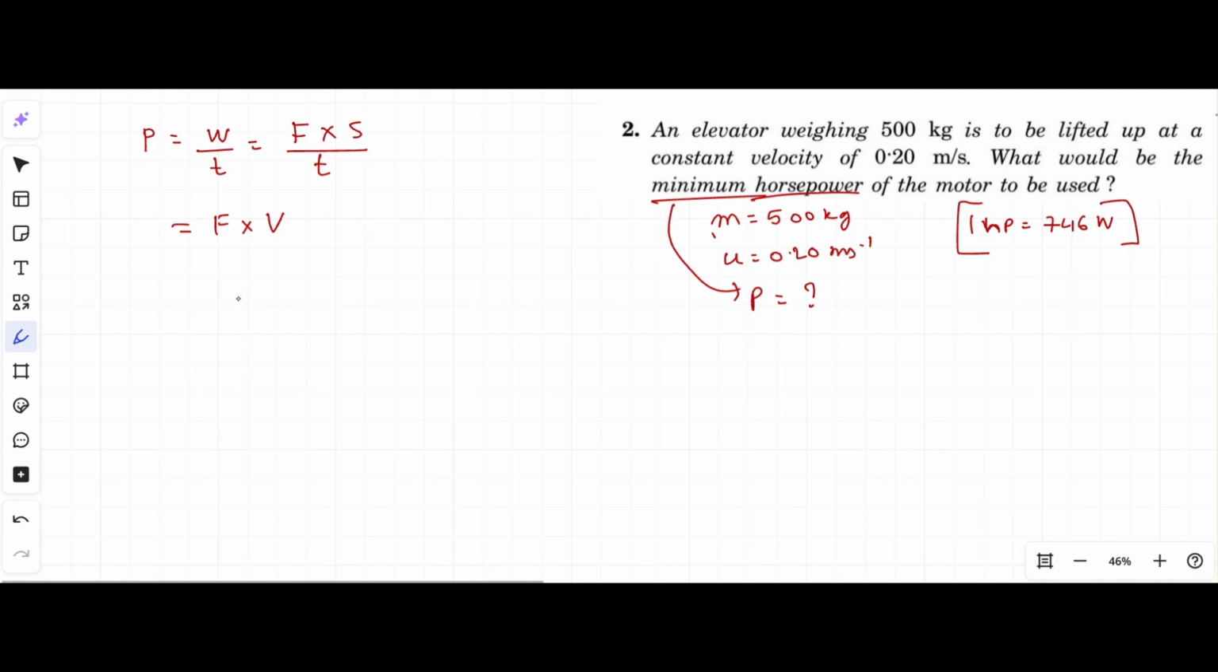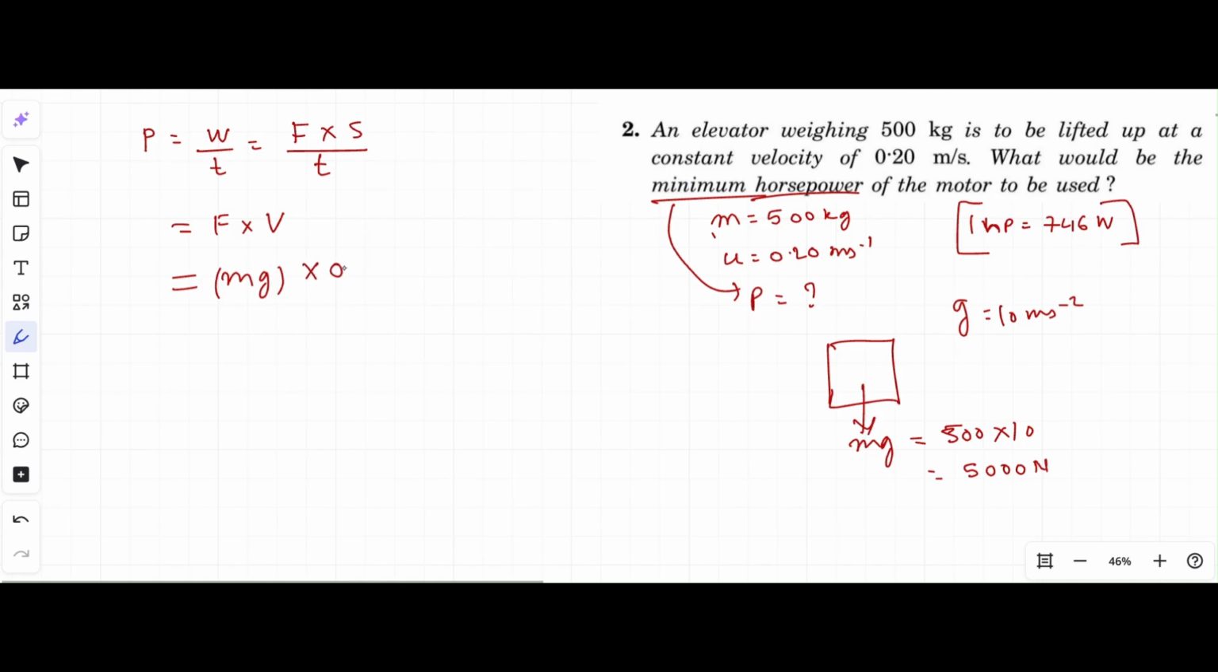We have already discussed this equation, but again let us discuss this. What will be the force? Force is mg, as the gravitational force is acting on the elevator. This is the elevator and gravitational force mg is acting on it, which is equal to 500 into 10. We are taking g equal to 10 meter per second square. So this becomes 5000 newtons into velocity. What is velocity? 0.20 meter per second. So this is 5000 into 0.20, which is 1000 watts.